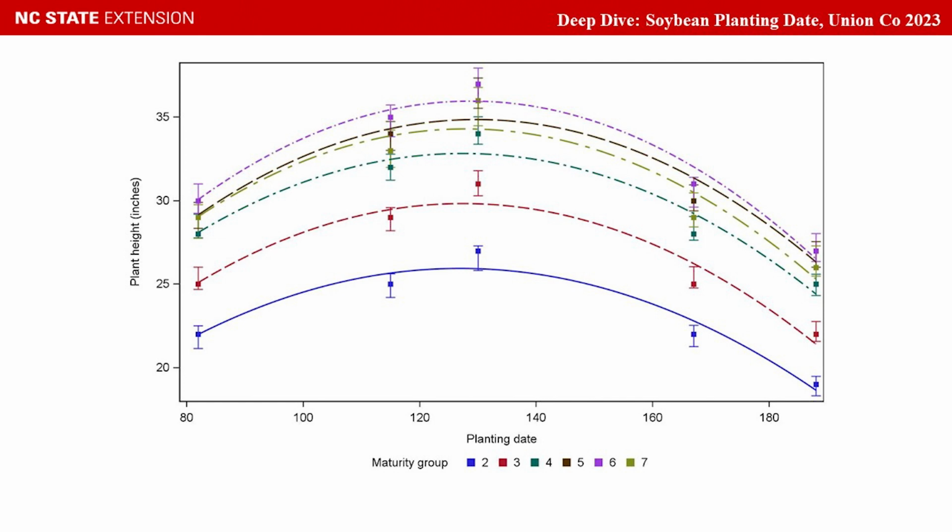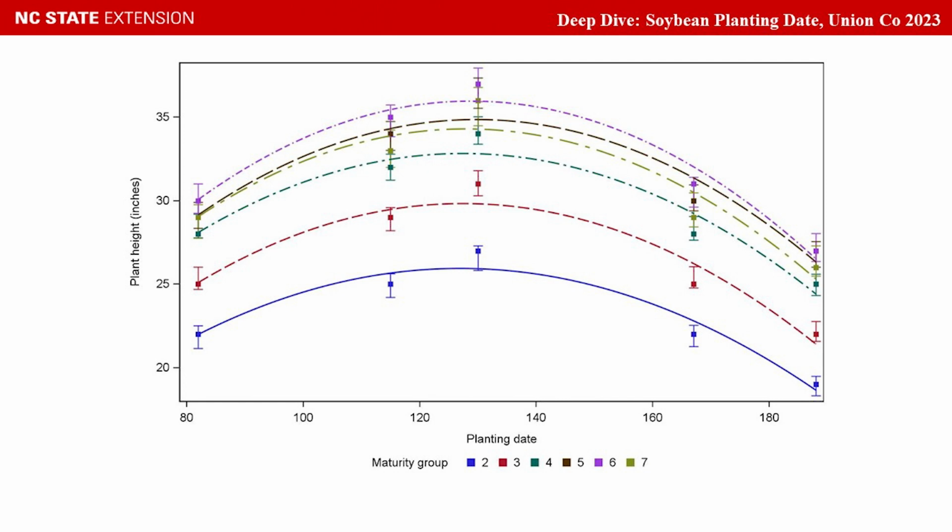Here's some data on the same thing. Piedmont, this is a Union County site we had in 2023. On the x-axis, planting dates in a number. I know it should be in a date, but it's in a number. This is mid-March through early August. Each of these lines is a different maturity group. And basically what I want you to see is all the lines look the same, which means the phenomenon is the same across all the maturity groups.